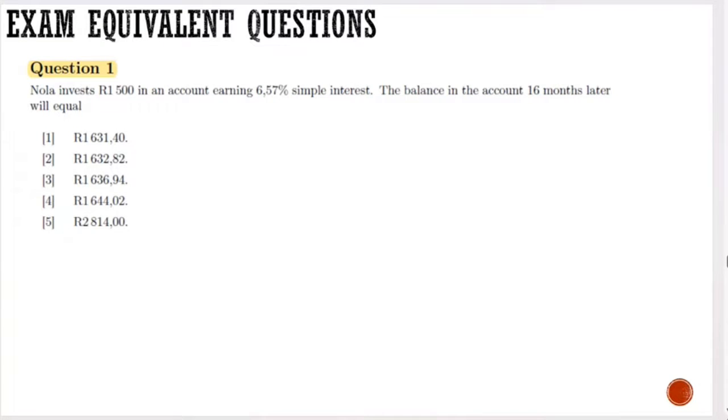Okay, this one, let's see if this is coming from one of the previous exam questions. You are told Gutinola invest 15,000 in an account earning this simple interest. You are just told it's simple interest. The balance in the account 6 months later will be equal to what? What I'm going to be doing here is to be decontextualizing the information. Nola invest in an account. That's what she is doing right now. So Nola invest this amount.